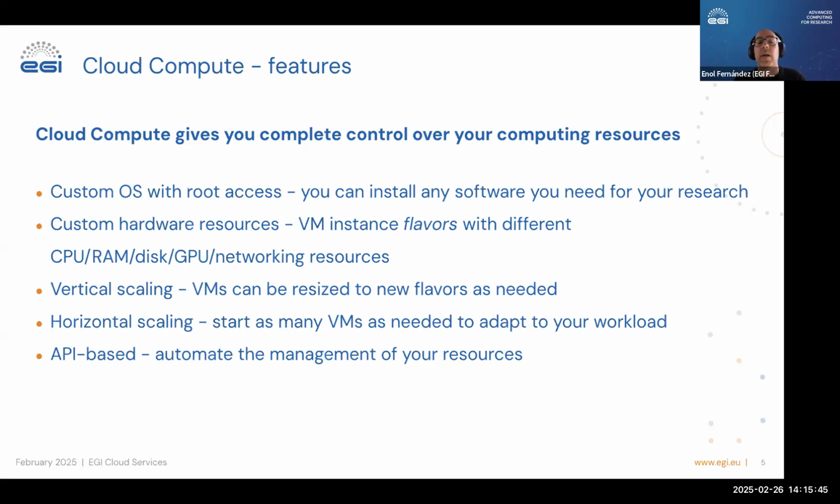You can do vertical scaling, meaning you can move from one flavor to another, even in a running VM. And you can also do horizontal scaling, meaning you can have multiple copies of a given VM to handle your workload. And this can be started or stopped, again, depending on your workload. And everything, I want to really reiterate, the API base is very important because it allows you to automate any operation you want to do on top of these computing resources.